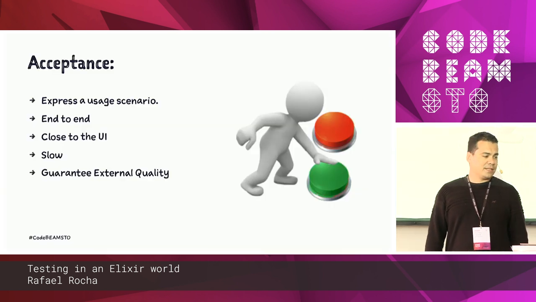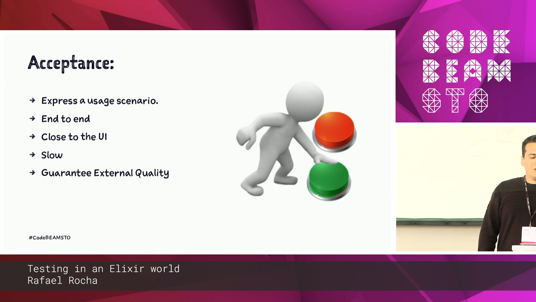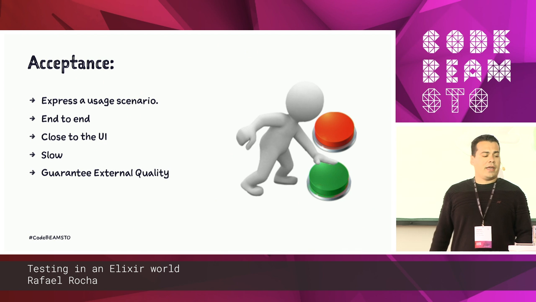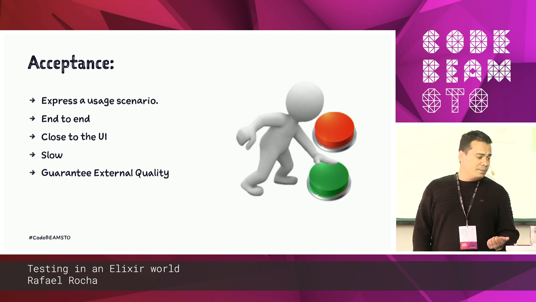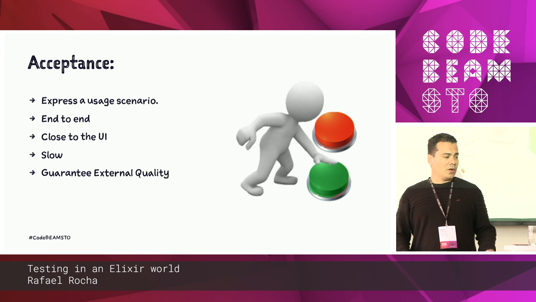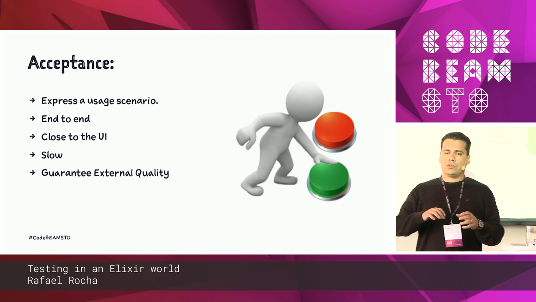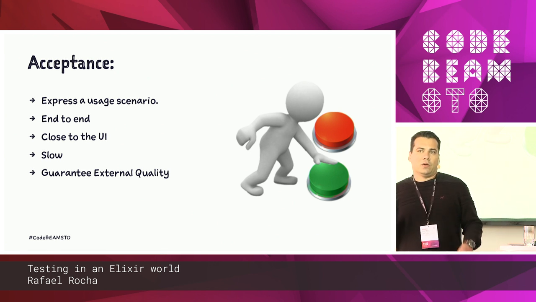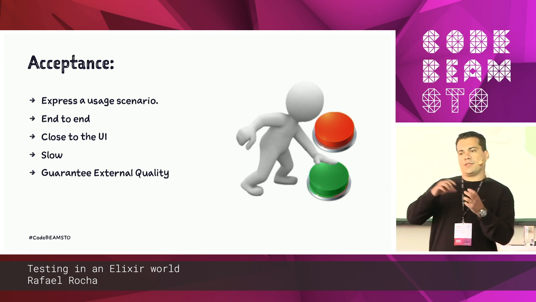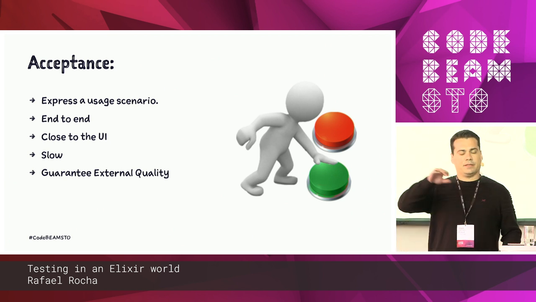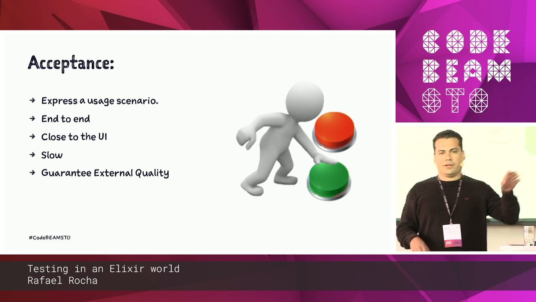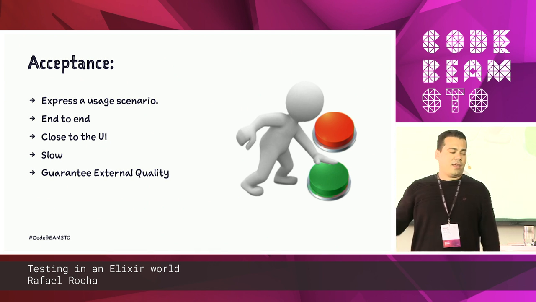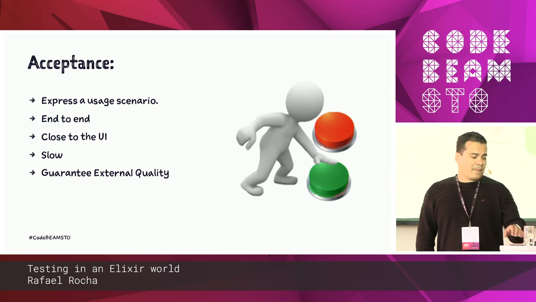So what are the types of tests? We have here the acceptance test. Usually it expresses a user scenario, is more end-to-end, close to the UI. They are slower, but they guarantee external quality. So how does that work? We are trying to do a test that will map the whole flow, like a user clicking a button, and then we receive the response back. But a lot of things happen when we do that. Maybe calling an external API, getting something from the database, and sending email, and that's why it's costly.